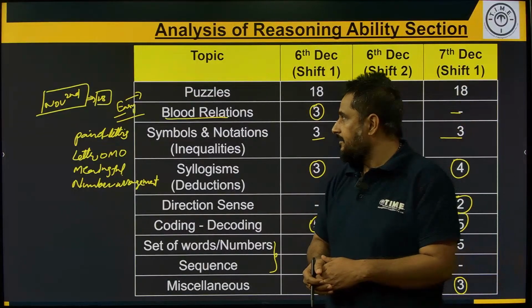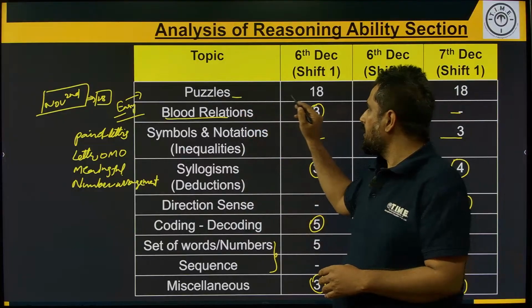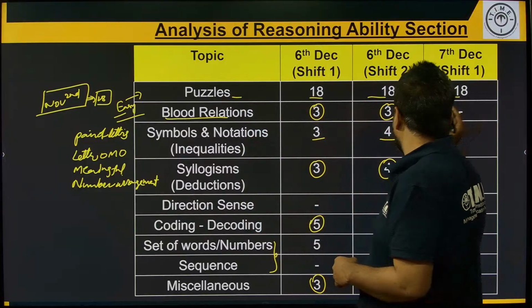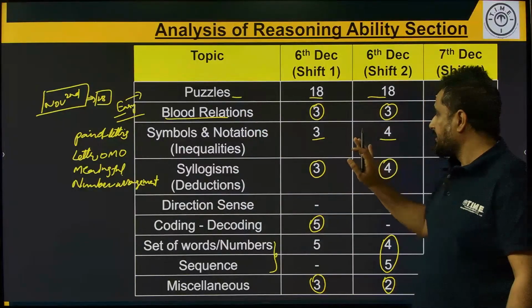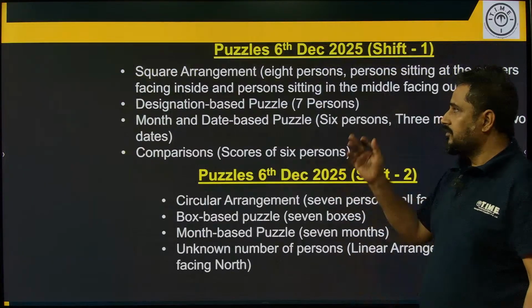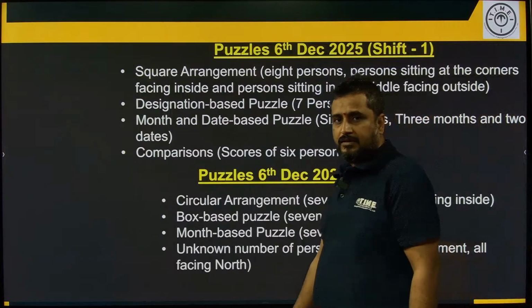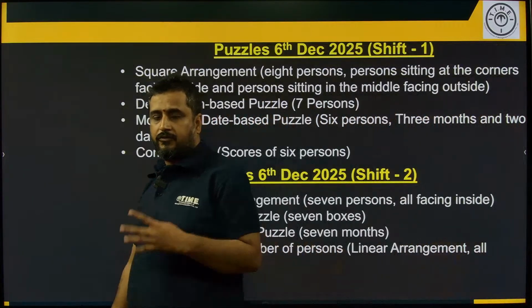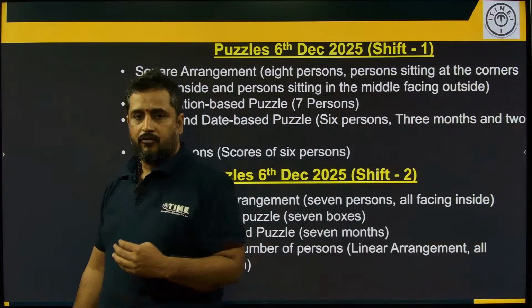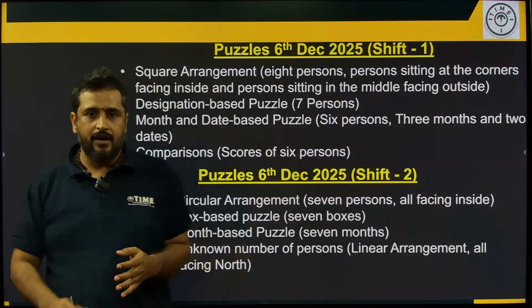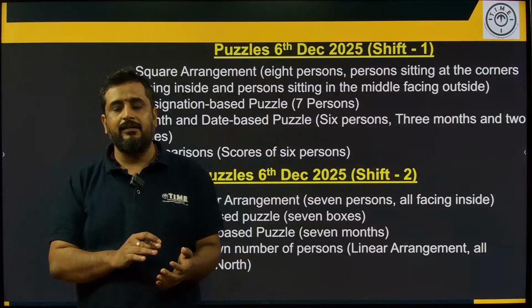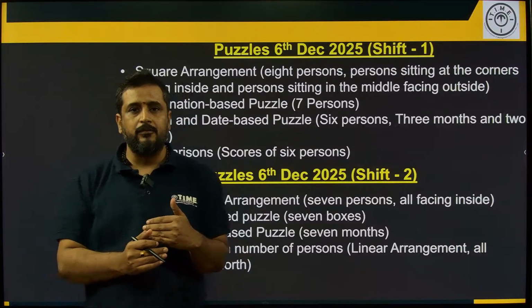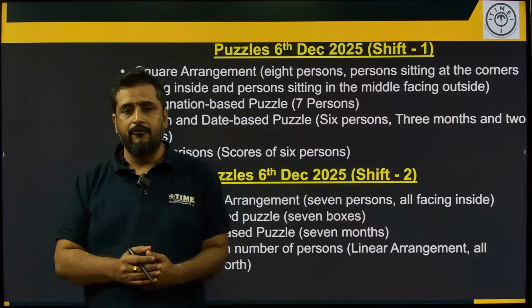Okay, let us see what kind of puzzles were given across the slots. 18 are given, that we know already. Now you can see here in the first one, they gave a square arrangement where 4 persons are sitting at the corners and 4 are sitting at the middle of the sides. The persons sitting at the corners are facing the center, and the persons sitting at the middle of the sides are facing away from the center.